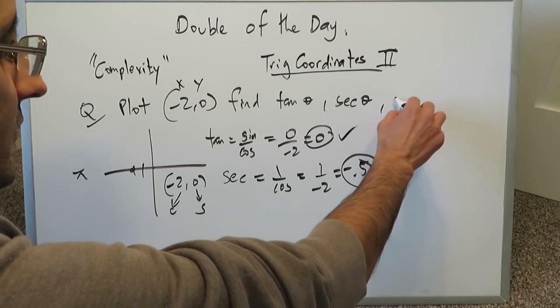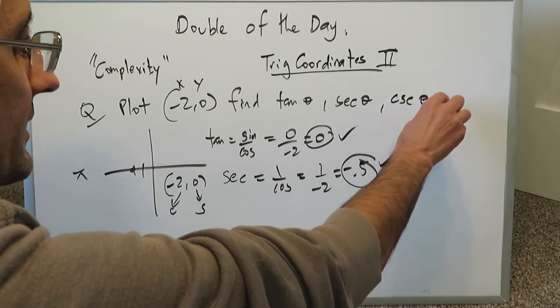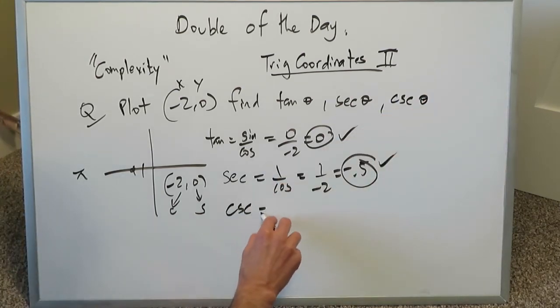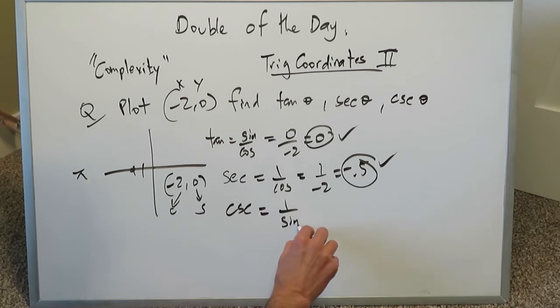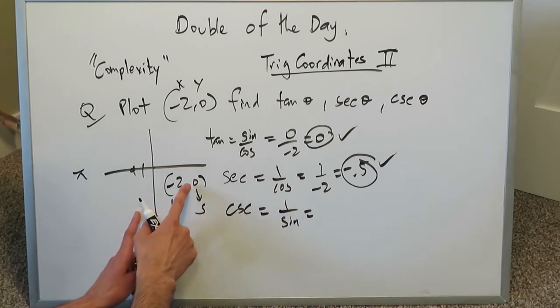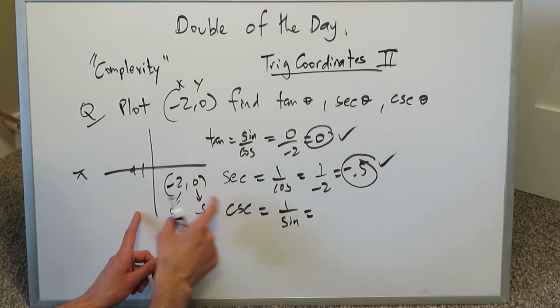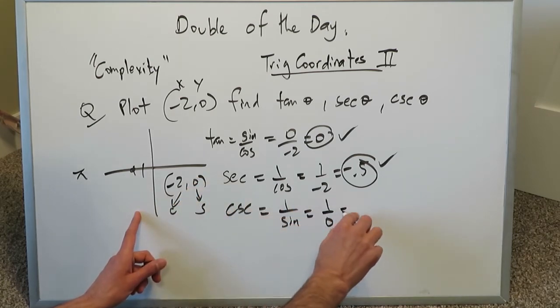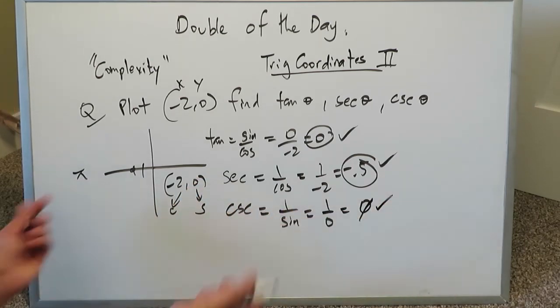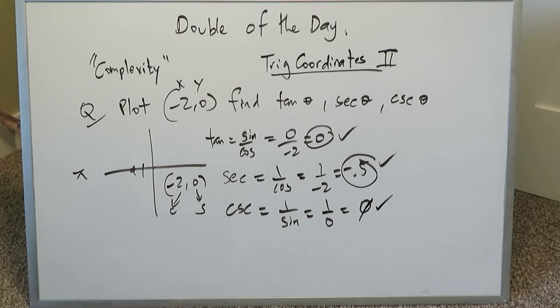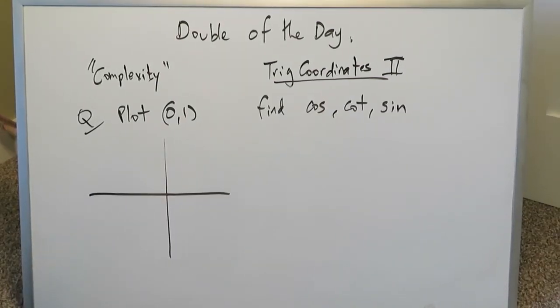If you were asked for this same question to find cosecant theta, now what happens? Let's add it in. You know you're looking at 1 over sine. But when you're looking at this coordinate pair, the sine is represented by this y value, which is 0. You get 1 over 0, and you get an undefined, and you cannot do it. So that's this question.